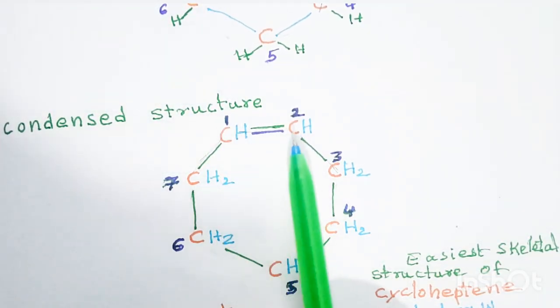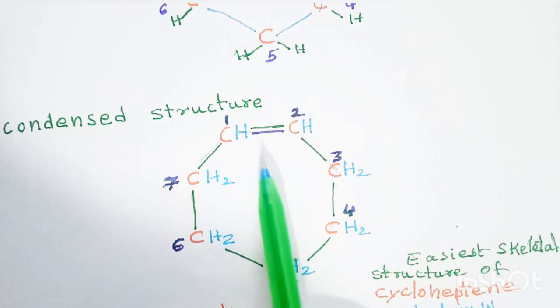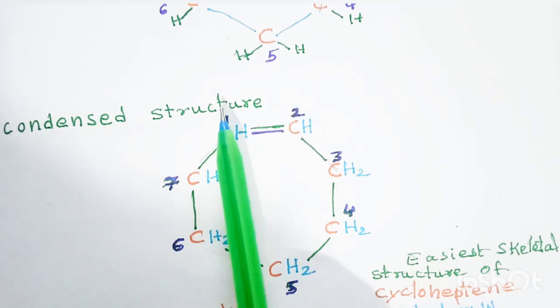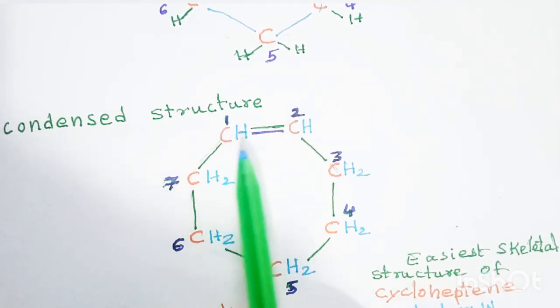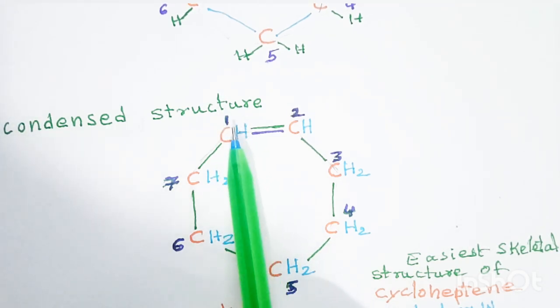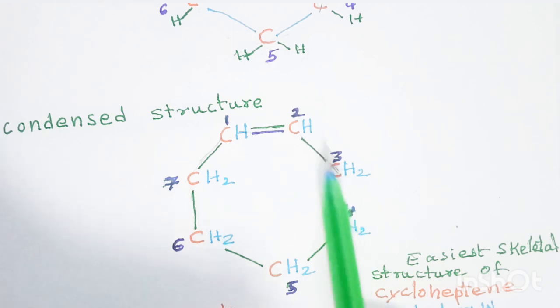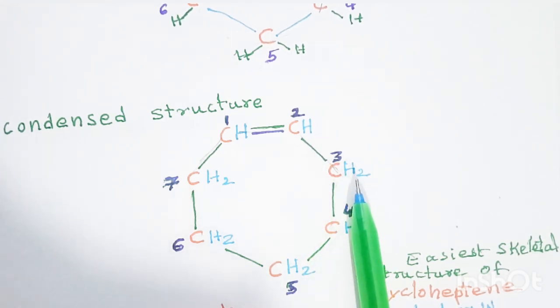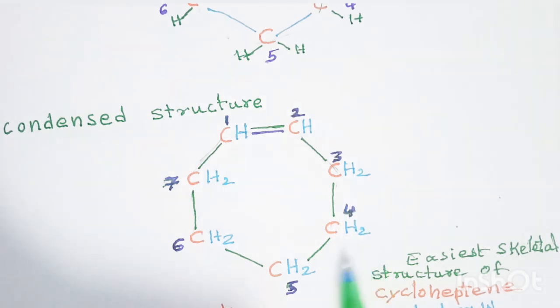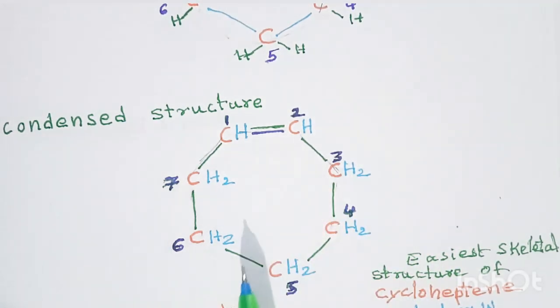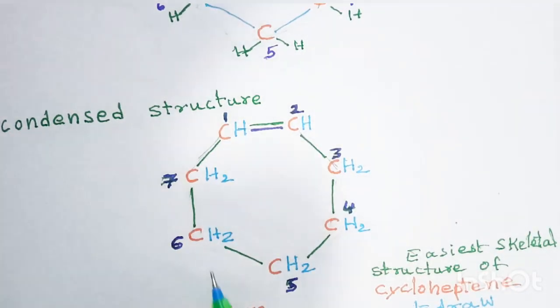So we draw 7 carbon atoms in a ring form and we draw a double bond between 2 carbon atoms. Those carbon atoms will become 1 and 2, and 1 and 2 carbon atoms need one bond each. So we'll write one hydrogen here, one hydrogen here. Other carbon atoms have only two single bonds, so they need two more bonds. So two hydrogens are written for each carbon atom. So here is CH2, here is CH2, here is CH2, here is CH2, here is CH2. So this is the condensed structure of cycloheptene.